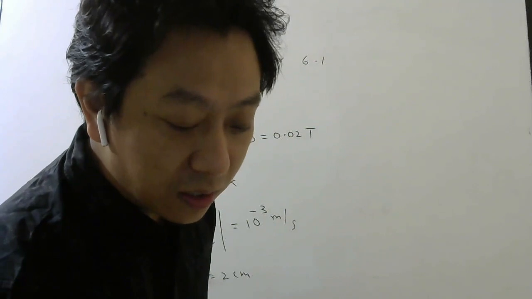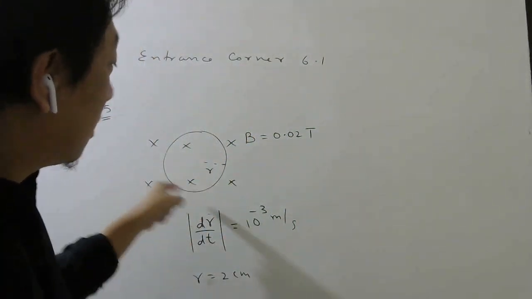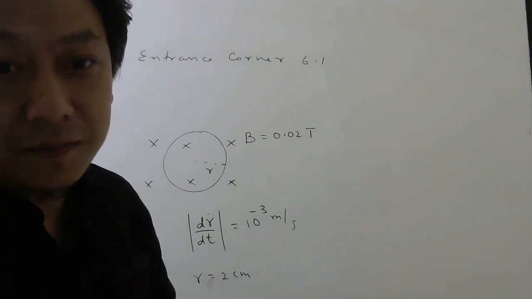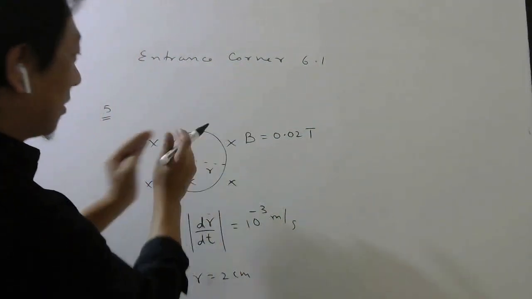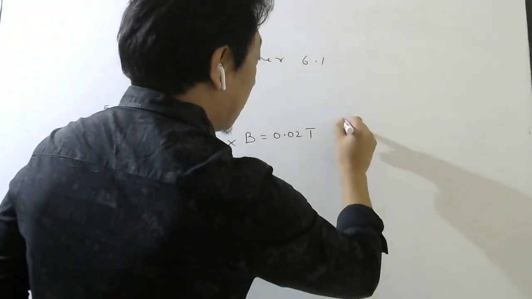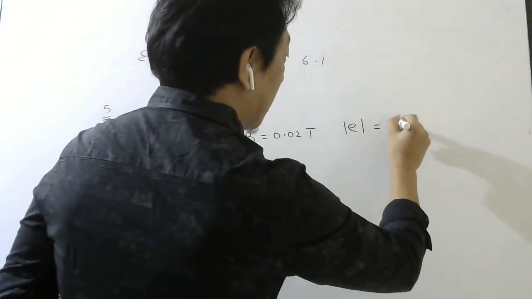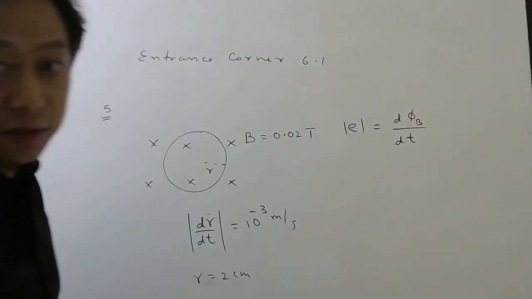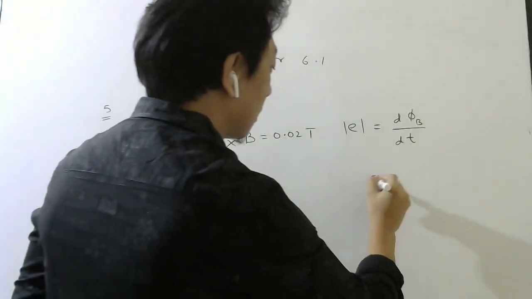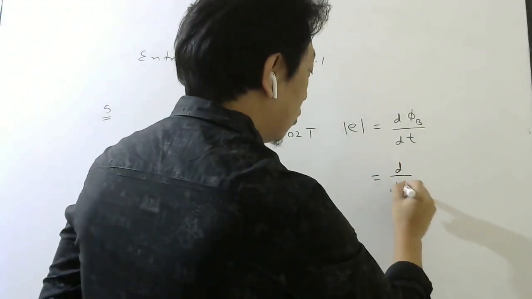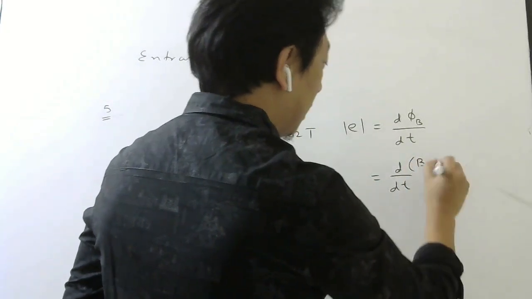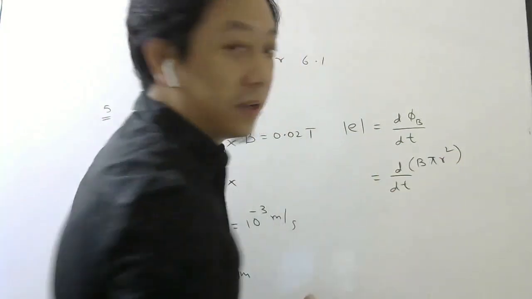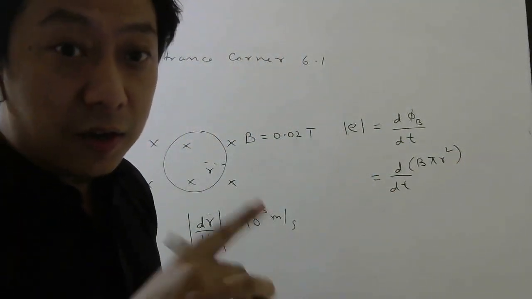Now think, why is there EMF induced here? Is it because the magnetic field is changing or the area is changing? Area is changing, right? So EMF according to Faraday's law, what do we write? dφ/dt, the rate of change of magnetic flux. Magnetic flux, how do we write? B into area, and area is πr². The actual formula is BA cos θ, but no need to write it.